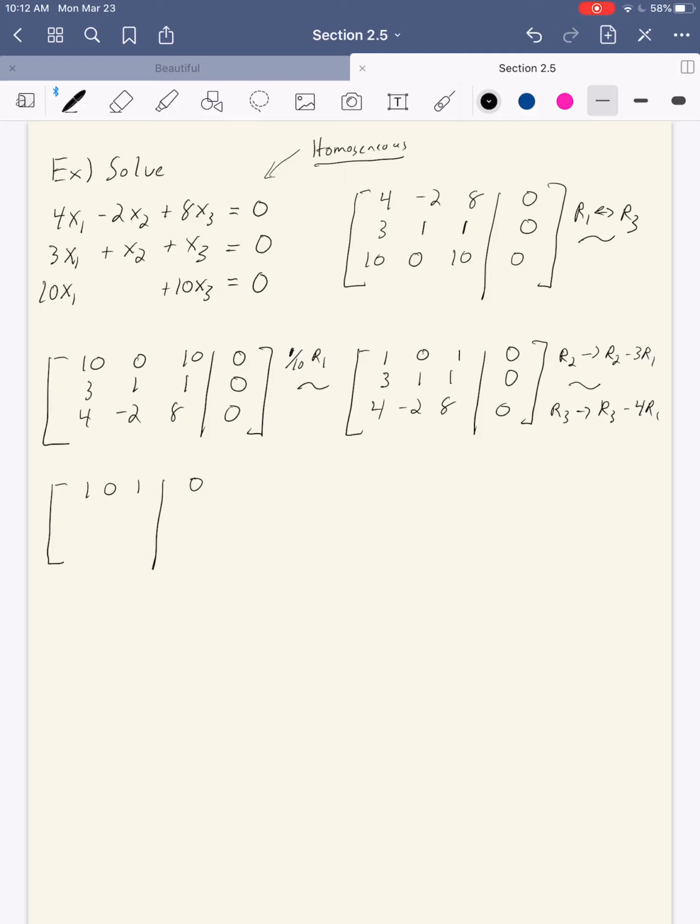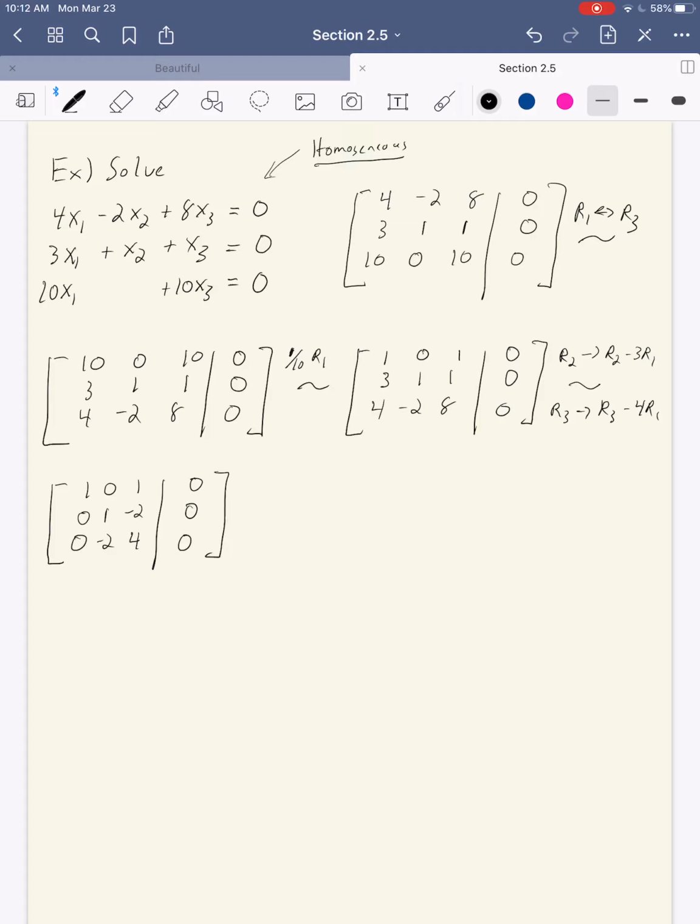Okay, there we go. 1, 0, 1, 0, and then we're subtracting R2 minus 3R1. So that's going to be 0, 1, and then 1 minus 3 there, so negative 2. And of course, it's going to remain 0. And then here, we're going to get 0. Negative 2 is going to remain as negative 2. And then 8 minus 4 is going to be 4 there, and 0.